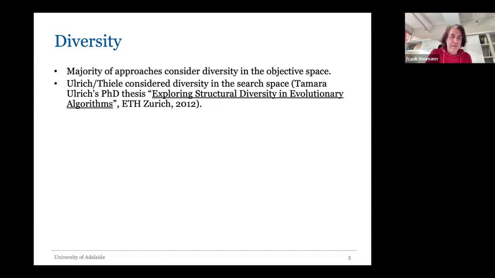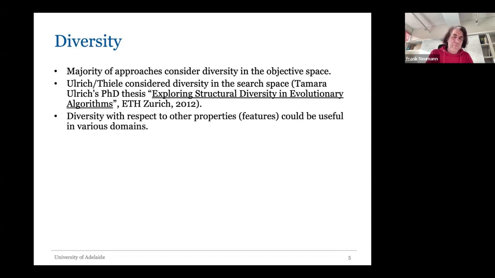There was a PhD thesis in 2012, and work building up towards that thesis, by Tamara Ulrich with Lothar Thiele as supervisor, and they explored structural diversity in evolutionary algorithms. They were mainly looking into optimizing a given problem, but having different solutions that look different in terms of structure, because then you might present that set of solutions to decision makers, and they might say, I prefer that structured solution over the other one, and discuss structural properties that were not in mind when designing the objective functions.